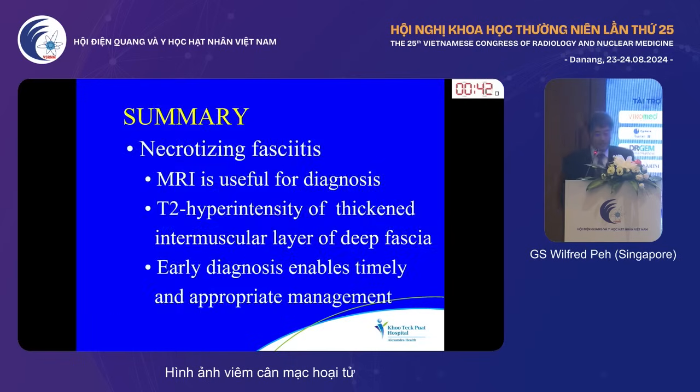So in summary, MR is the most useful modality for diagnosis of necrotizing fasciitis. The important signs are fluid signal in the thickened intermuscular fascia, the layer of the deep fascia. It has to be thickened, and ideally it should involve more than one muscle group. Early diagnosis will enable timely and appropriate management of these patients.